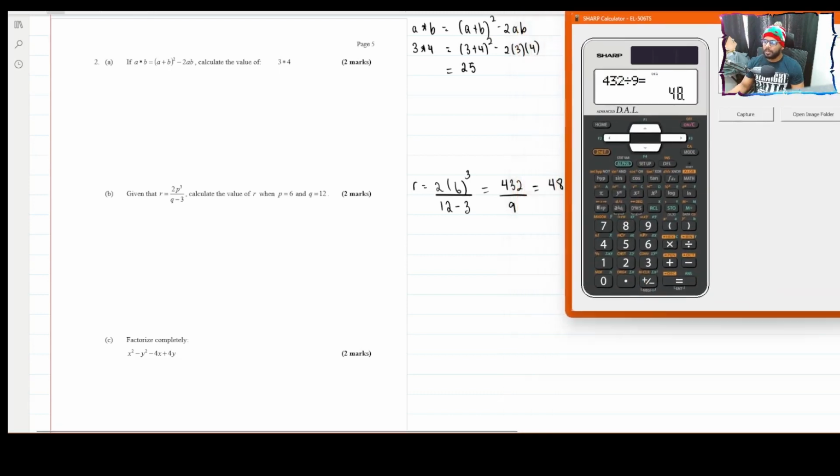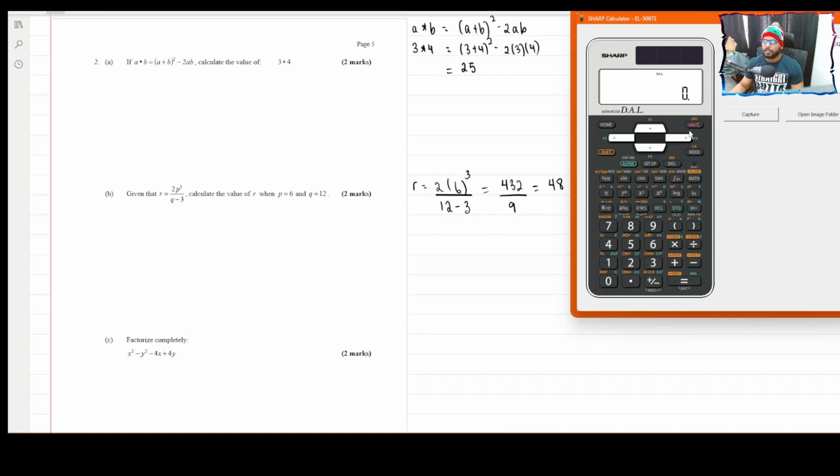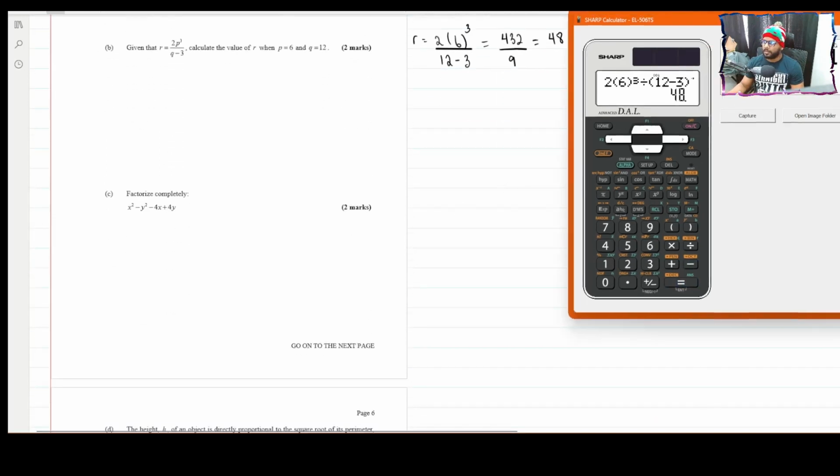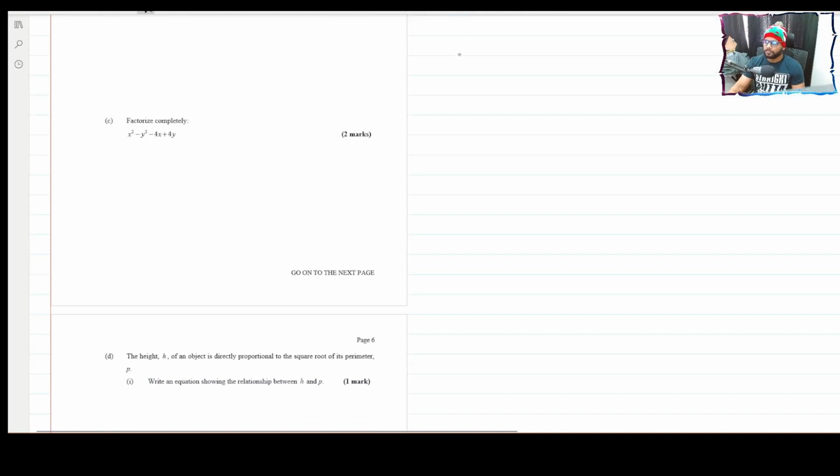Alright? The correct thing to do if you are plugging it directly into your calculator is this. 2 into 6 cubed divided by, open bracket, 12 take away 3, close bracket, equals 48. Aha. Factorize completely. Now, the first instinct here is factorize by grouping. But if you try to factorize by grouping, and you can pause the video and try it for yourself, you're not going to get the first bracket and the second bracket being the same thing to perform the factorization by grouping. So what do we do? We go try something.